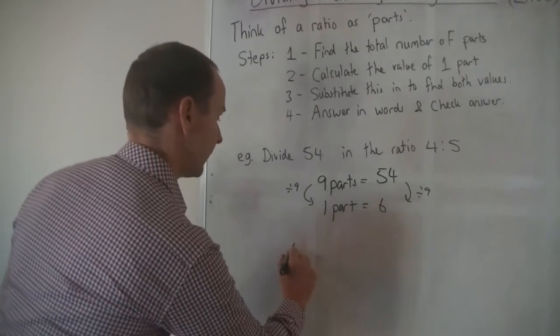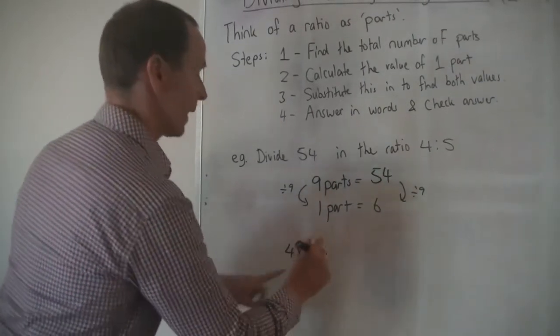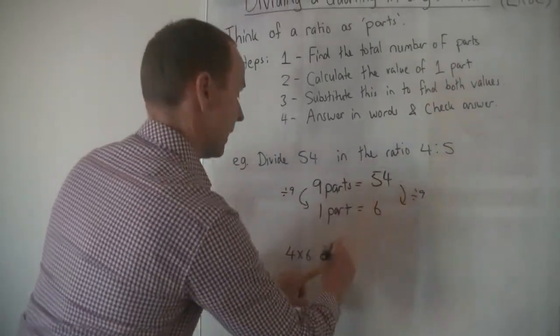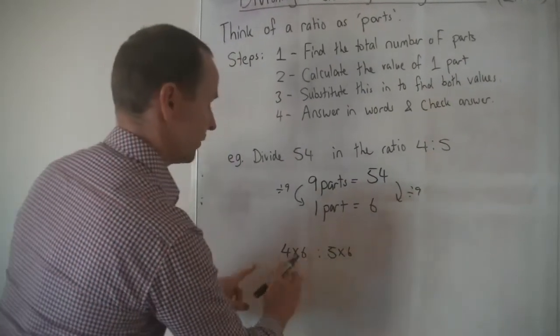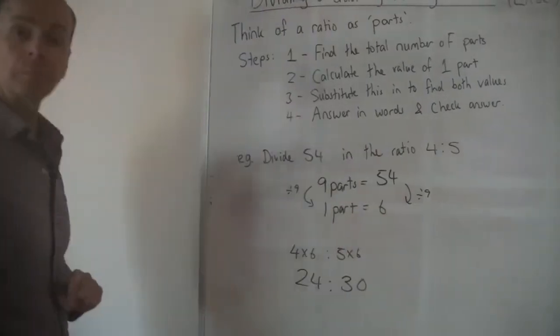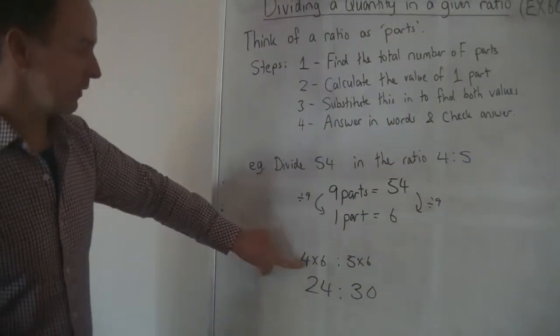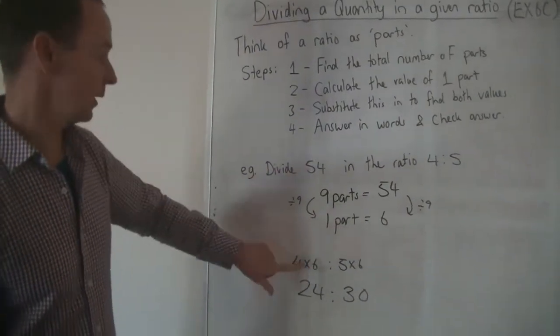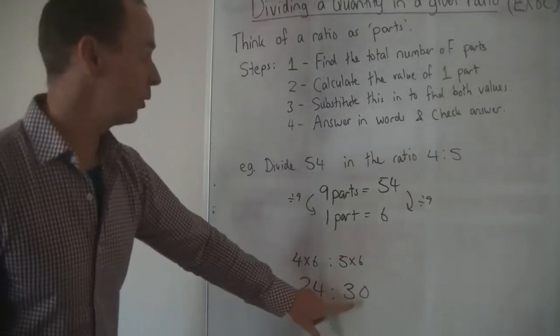If you want me to write that, I can. I can go 4 times 6. And the second person gets 5 parts, so I get 5 times 6. So 4 6s are 24, 5 6s are 30. And there's the answer. I wouldn't actually put that step in. That was just to show you how I got the answer. But it's 24 to 30.